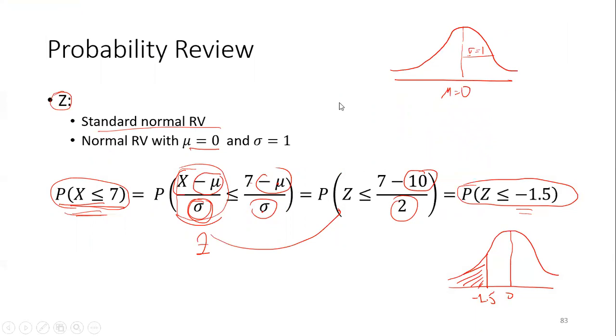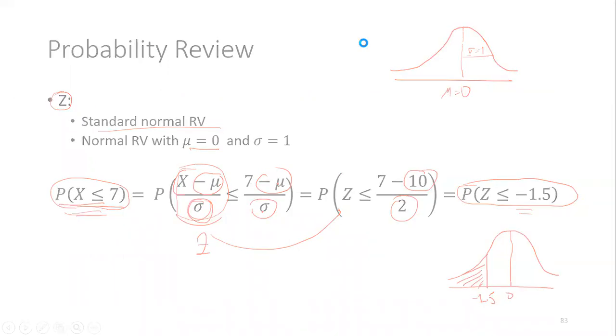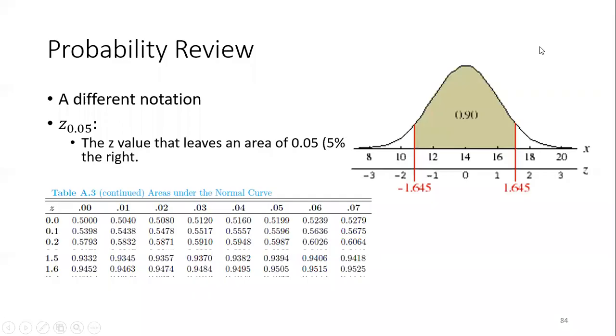Finally, not a new topic, but a different notation. So Z sub 0.05, what does this mean? Z sub 0.05 shows the Z value which leaves an area of 0.05 to the right. So for example, this is a plot where you have the area here as 0.90, and this is symmetric.